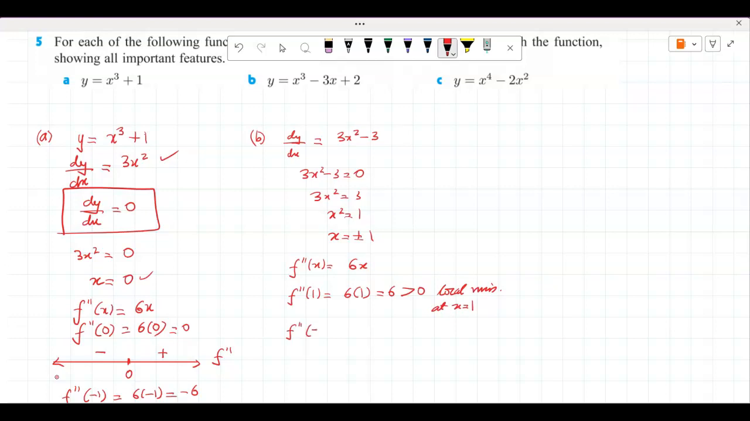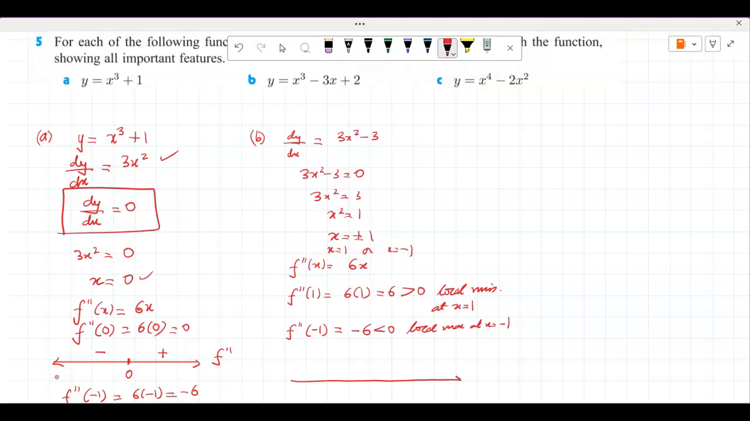Then you put minus 1 in the second order derivative. These are two answers, so first you put plus 1, then minus 1, separately. So this will be minus 6, less than 0. Means it's a local maximum at x is equal to minus 1.